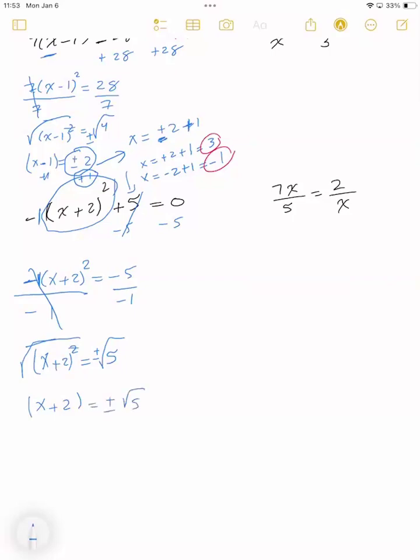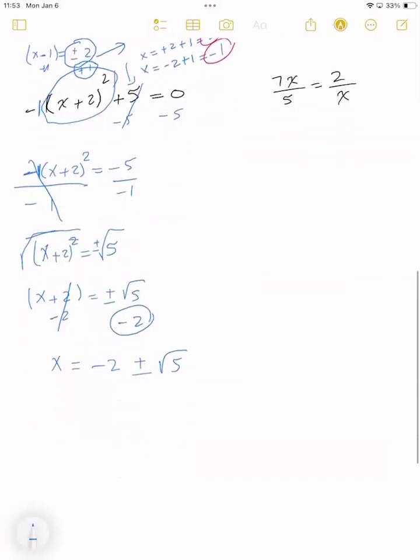Now we go inside the parentheses. We want to get rid of that +2. Now x is isolated. So what is your answer? I like to put -2 first, then positive negative the square root of 5. What does it mean? It means one solution is -2 plus the square root of 5. And one answer is -2 minus the square root of 5. These are called exact answers.